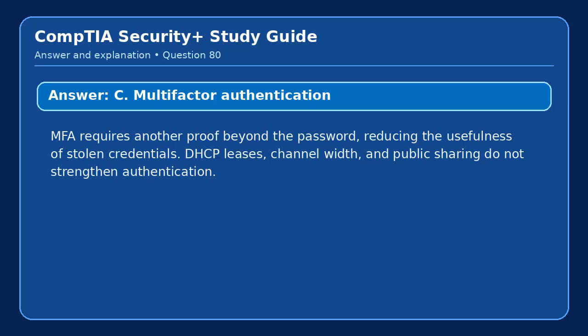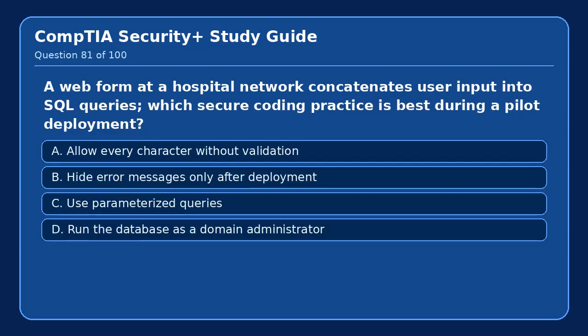The answer is D. Use anti-CSRF tokens tied to the user session. Anti-CSRF tokens help verify that a request came from the legitimate application flow. DNS-TTL, subnet size, and browser history clearing do not validate request intent.